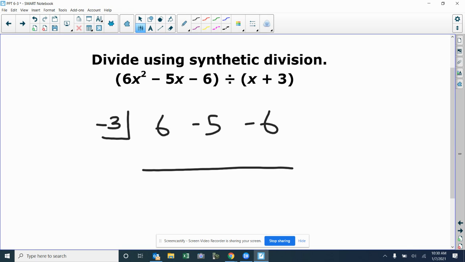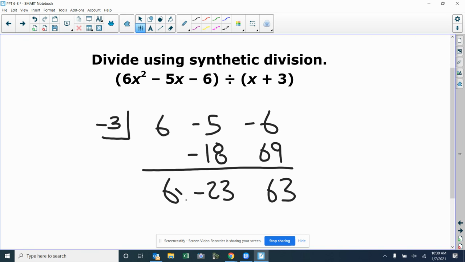Questions on setup? Anyone? First column just comes down, 6. 6 times -3 would give me -18, which gives me -23. That gives me a positive, and that would give me a remainder there. Now, this was the power of 2, so this is going to be 6x minus 23 plus 63 over x plus 3.